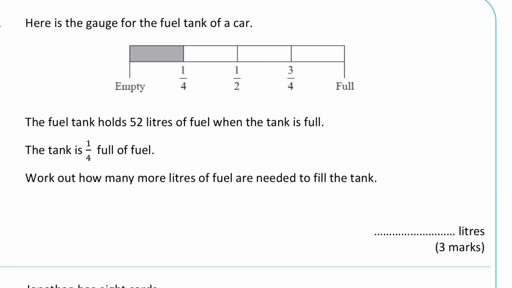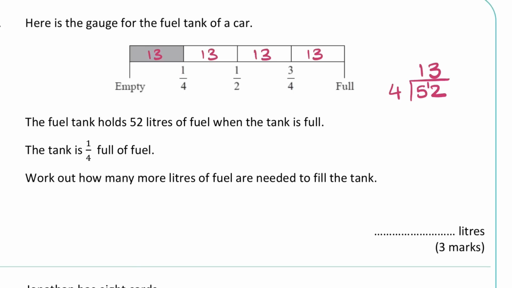If something is split into 4 parts, which is what 1/4 is, then we need to divide by 4. So 52 divided by 4, I'm going to do this using bus stop division, just to make sure I get it right. 4 goes into 5 once, remainder 1, it goes into 12 3 times. So each quarter, it's quite nice that we have a diagram for this, but each quarter is 13 litres.